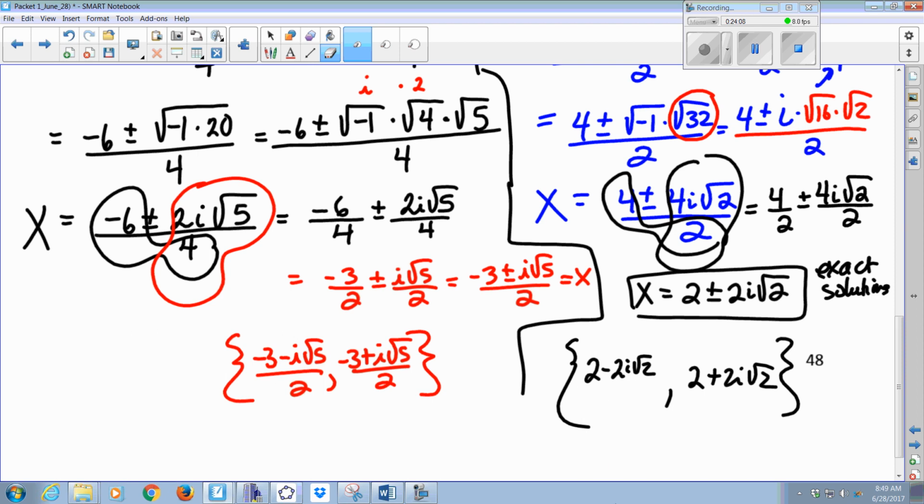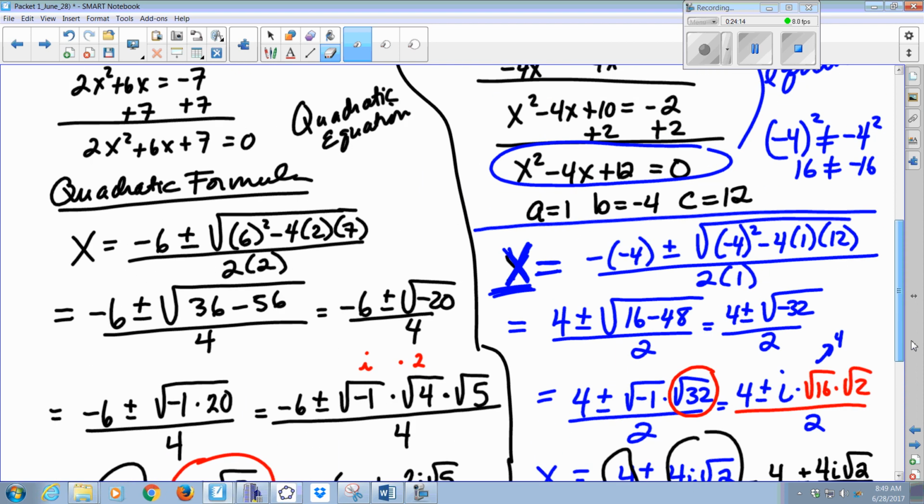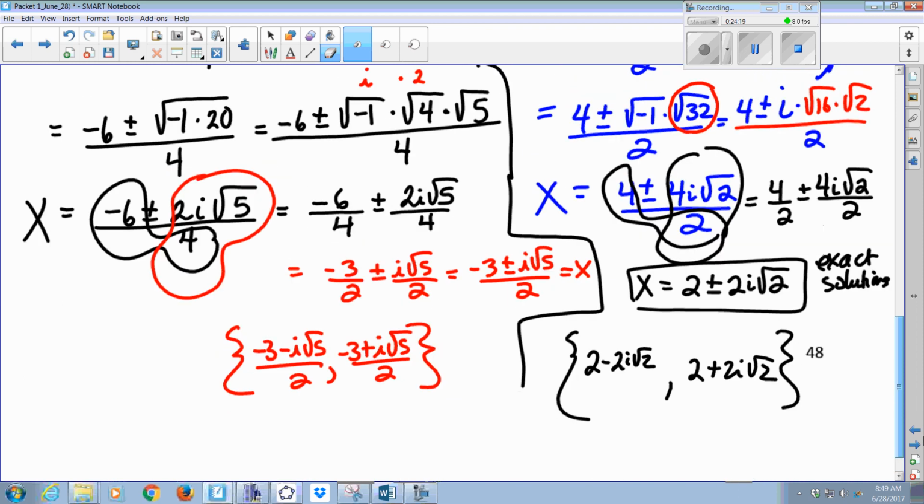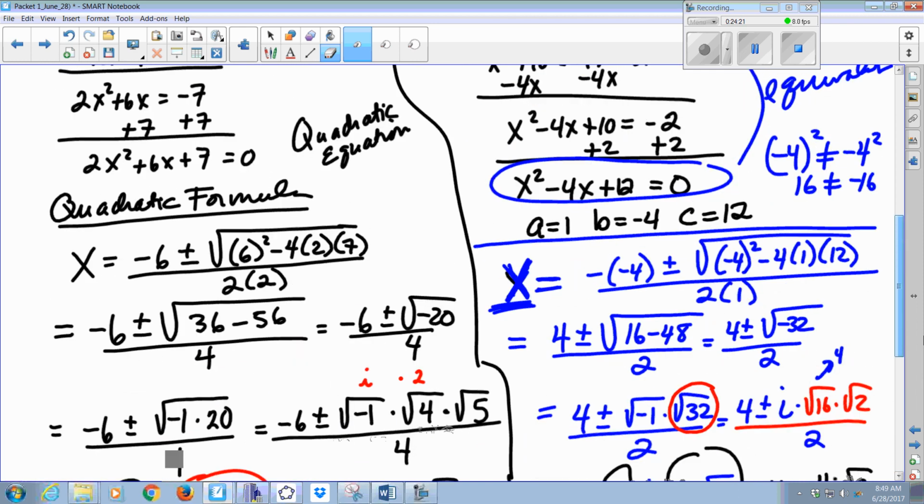Okay, so those are your two quadratic equations that have non-real solutions. And you can see it does take a little bit of work, but the more of these that you practice, the quicker you'll be.